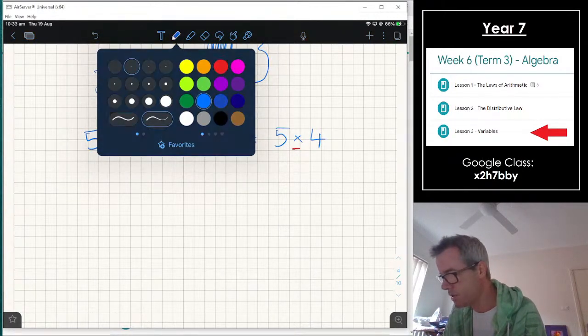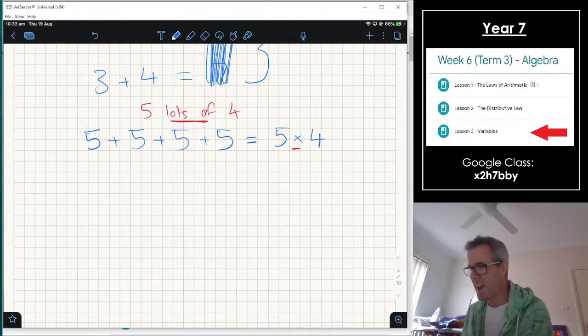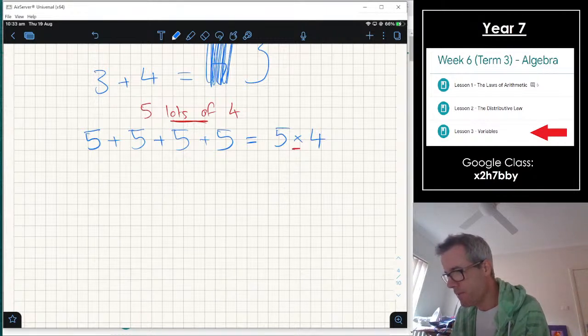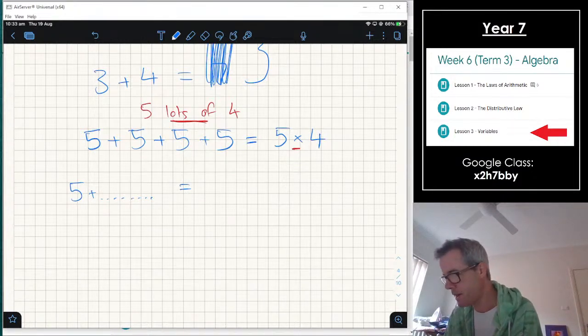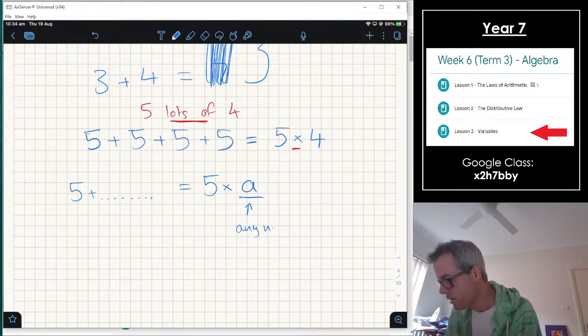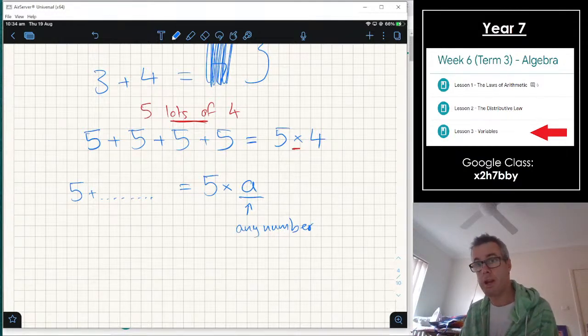What algebra does is it takes this idea, and instead of just having 5 plus I don't know how many numbers, how can I express that? This is where algebra comes into play, because algebra is simply about saying it's going to be 5 lots of any number, where A can be any number, like so. We take a pattern that we can see and we're reimagining it in a different way.